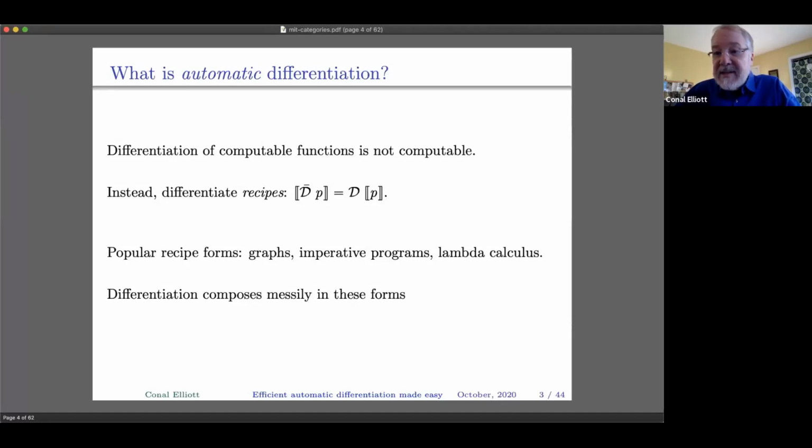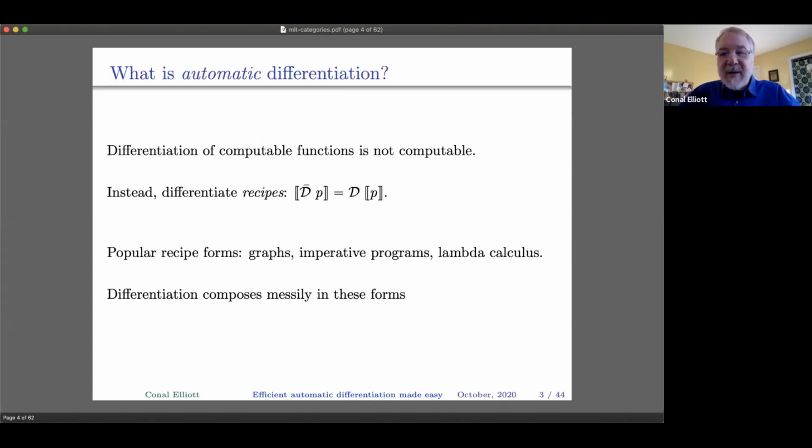And the lambda calculus, that's a more mathematically oriented choice of recipe languages. And all of these choices work out badly. Okay, these are the popular choices, and they all work out badly. And they work out badly for a very simple reason, which is differentiation is not compositional in any nice way with respect to the vocabulary of graphs, imperative programs, or the lambda calculus. Okay, so if you take any of these three choices, you're going to get a kind of messy development. And it's going to be very difficult to prove it correct, which means it's going to be difficult for it to be correct, actually.